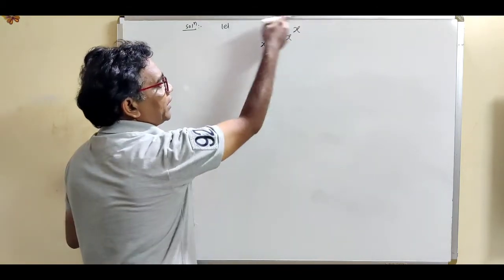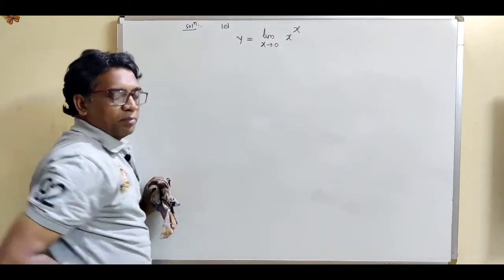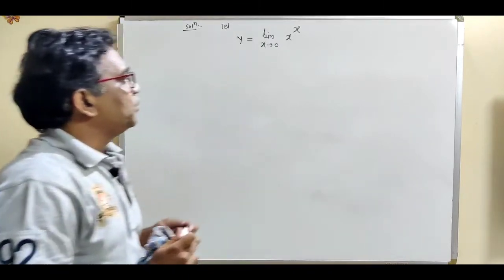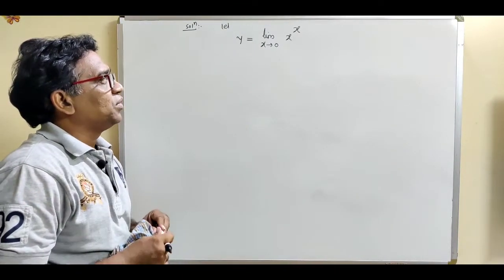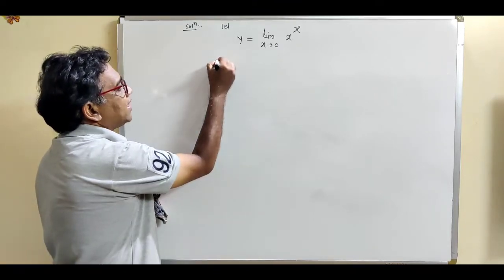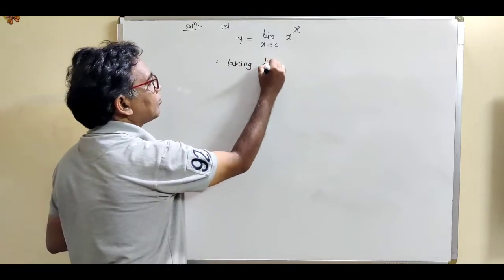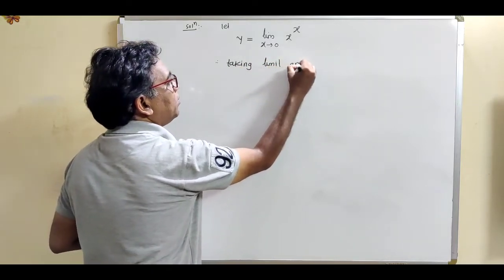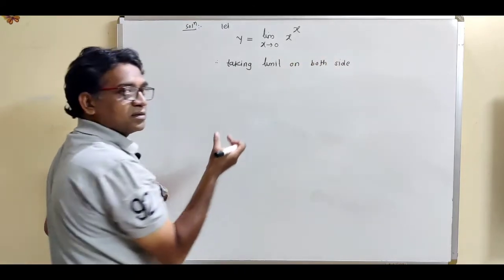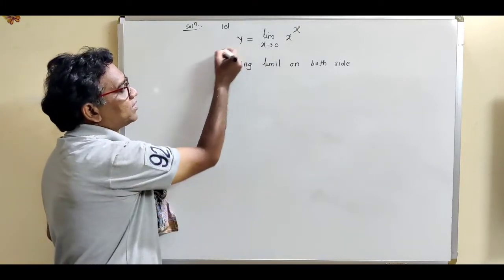Now first of all, denote this limit suppose by y. So write down this step. Let y is equal to limit x tends to 0, x raised to x. Now this is the next step. Taking limit on both sides. So this is the method. What is the method? Taking limit on both sides. So what is the limit?